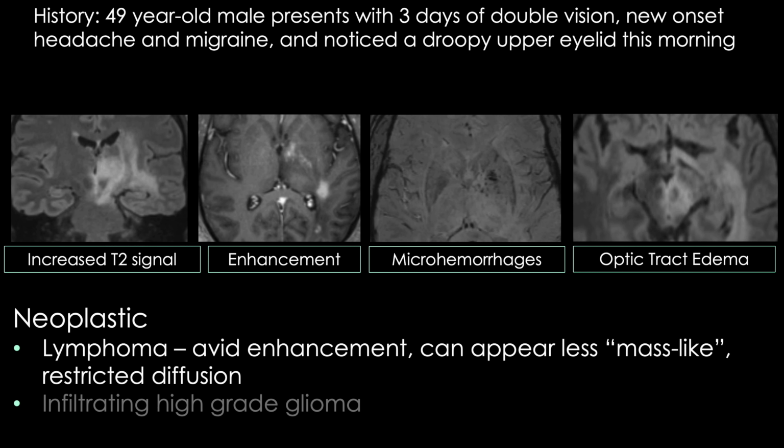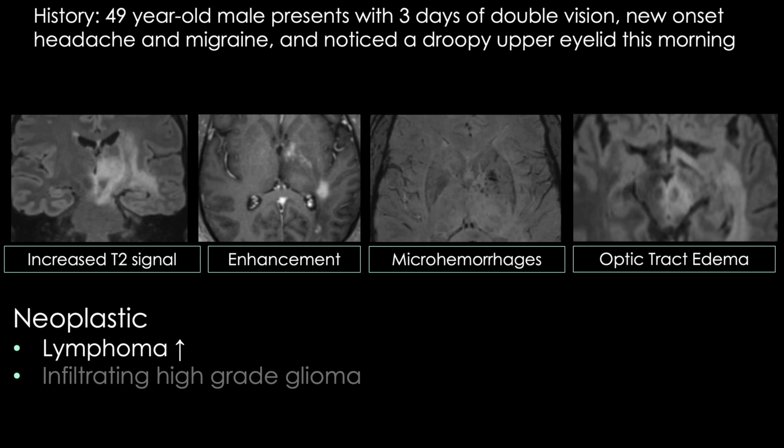Lymphoma can appear anywhere in the brain, usually avidly enhances, and can be multifocal. It also doesn't have to show significant mass effect on the adjacent tissues. One thing that doesn't quite add up here is the lack of restricted diffusion. Lymphoma is a bunch of packed cells and pretty reliably shows restricted diffusion, but regardless, remains our top neoplastic differential consideration.